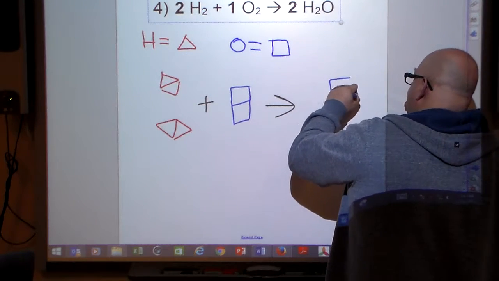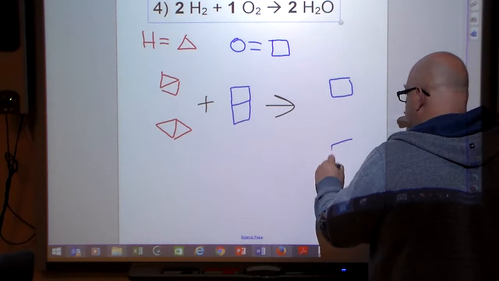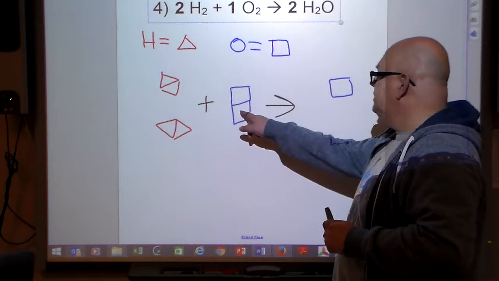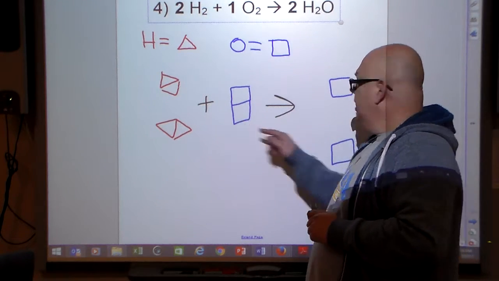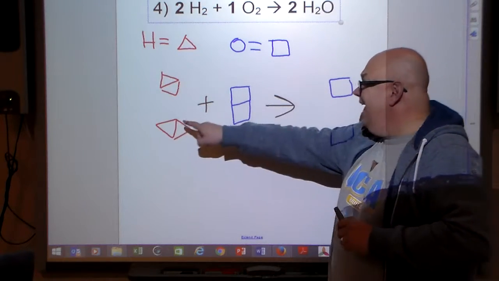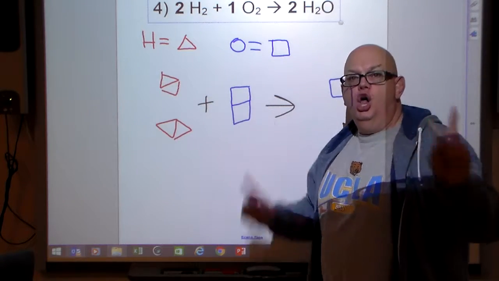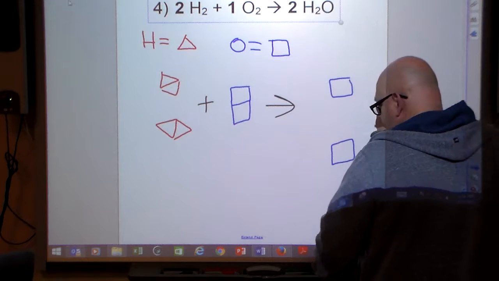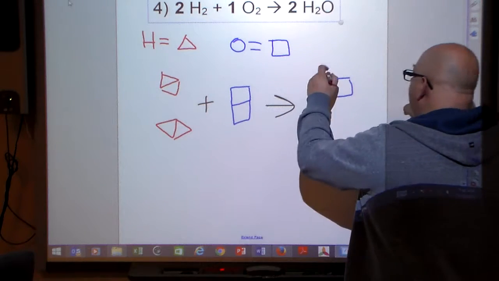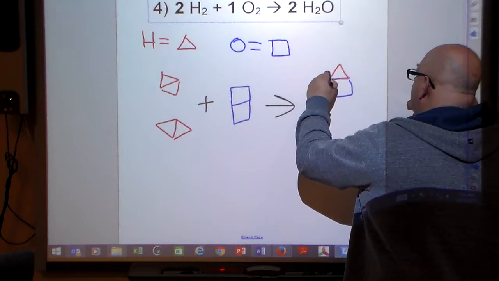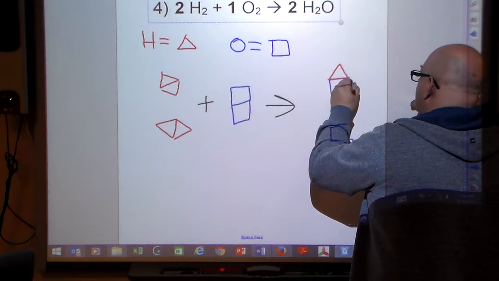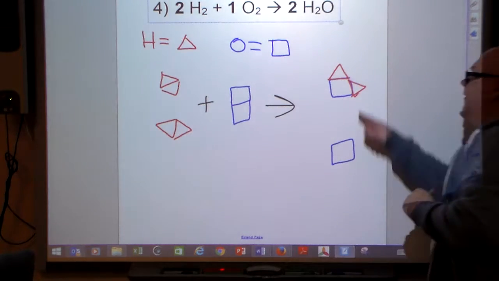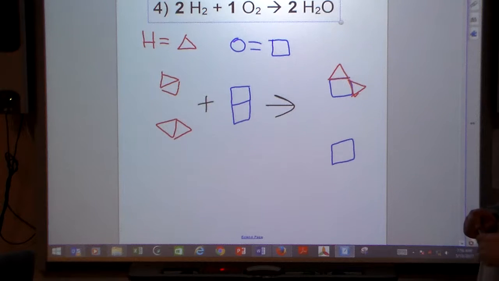So I'm going to go ahead and have 2 H2Os. So I know that this oxygen breaks up into 2 separate pieces. I know that these hydrogens also break up. Now, how do I know this? Well, because here's one water molecule like this.